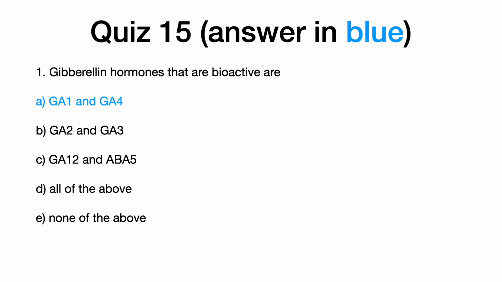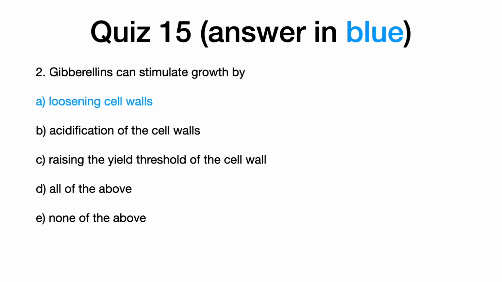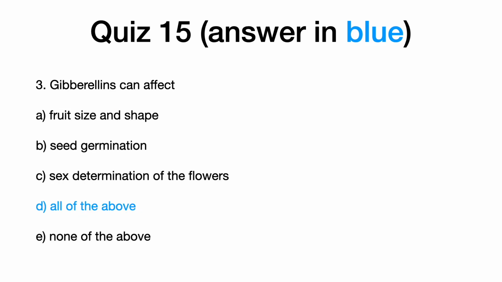1. Gibberellin hormones that are bioactive are, and the correct answer is A, GA1 and GA4. 2. Gibberellins can stimulate growth by, and the correct answer is A, loosening cell walls. 3. Gibberellins can affect, and the correct answer is D, all of the above. That's A, fruit size and shape, B, seed germination, C, sex determination of the flowers.